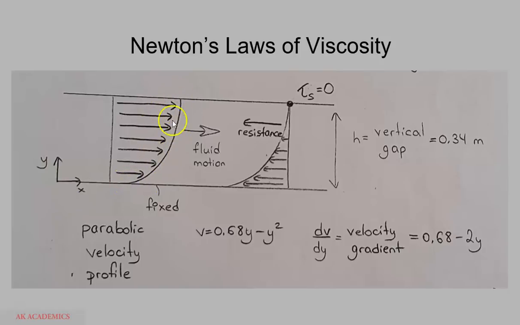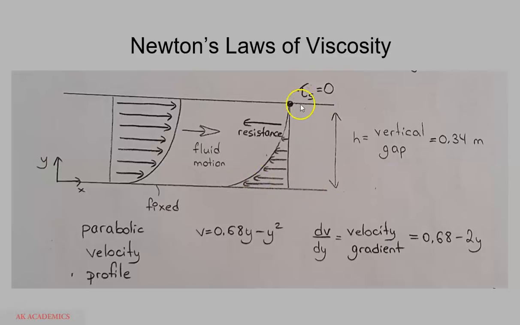Since it's parabolic, you can see here right from the beginning we had said that at the bottom the velocity gradient is usually high, and when the velocity gradient is high, the resistance is also very high. And right at the top here, the velocity gradient is minimal, and at that particular point the resistance is 0. So you can see here we have minimal resistance right at the top because the velocity gradient is lower at the top, and right at the bottom here it is high, and then the resistance is high.